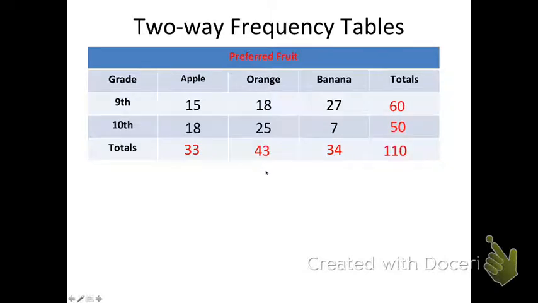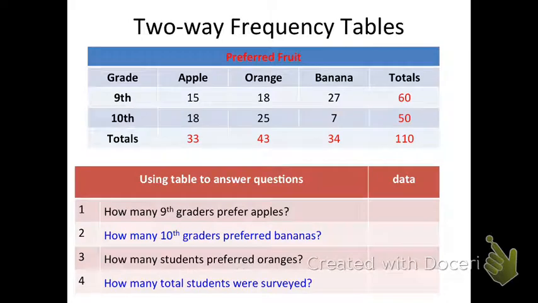Okay, so what can we do with a two-way frequency table? Well, we can answer questions, right? And that's what you're doing when you're looking at data, when you're looking at information: you're answering questions. So here are some basic questions, and there's our table. It says, how many 9th graders prefer apples? Well, I look at the 9th grade students, and I find the number that like apples, and I find that it's 15. Second question, how many 10th graders prefer bananas? Well, I go to the 10th grade, and I find bananas, and I find that it's 7. 7 10th graders prefer bananas.